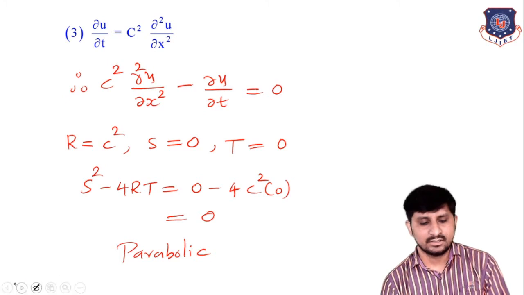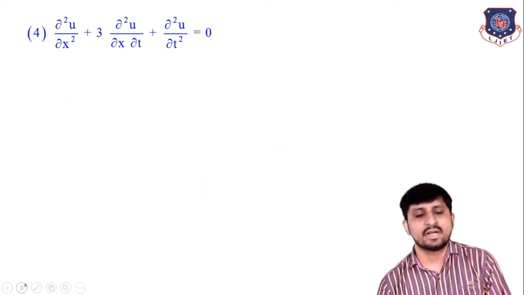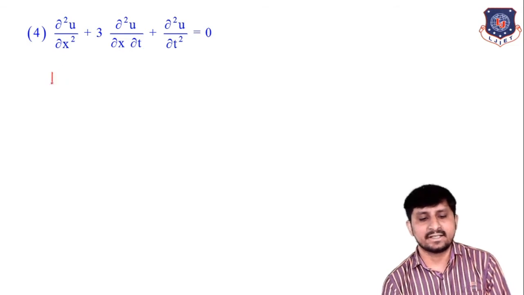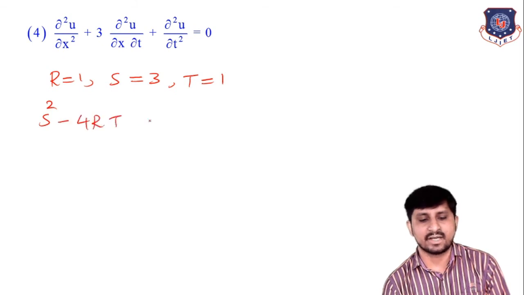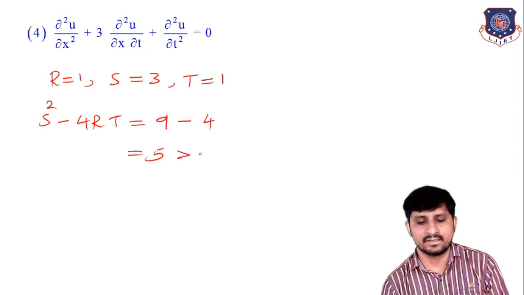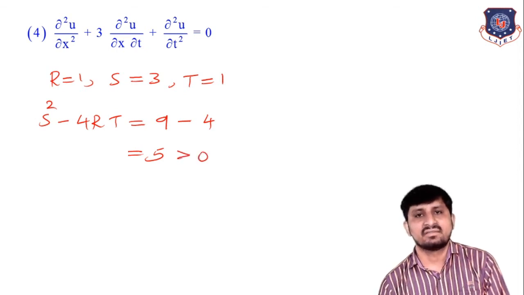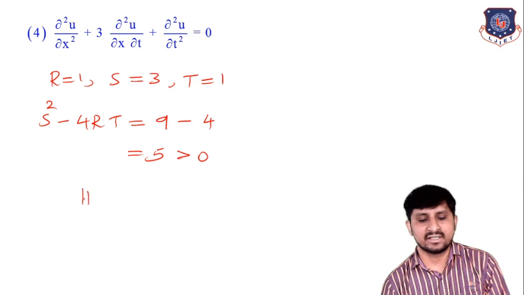Okay. Now the next example. Del square u by del x square plus 3 del square u by del x del t plus del square u by del t square is equal to 0. So you can clearly understand that capital R is equal to 1, capital S is 3, and capital T is equal to 1. So the value of s square minus 4rt is 9 minus 4, r and t both are 1. So 9 minus 4 is 5, 5 greater than 0. So we can say that the value of s square minus 4rt is greater than 0. So that's why the given partial differential equation is hyperbolic.